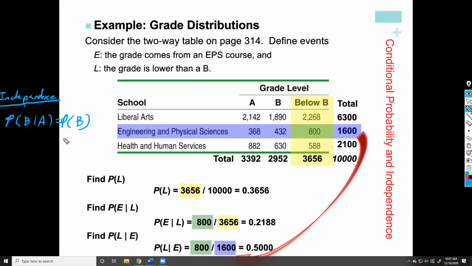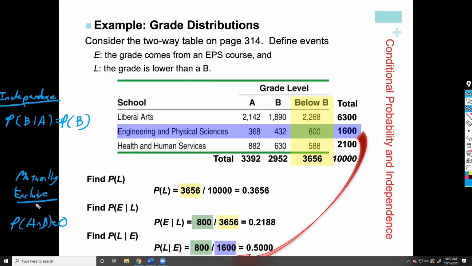So this is different from mutually exclusive. Mutually exclusive, if you remember from the last section, said that the two events can't happen at the same time. This would be saying that the probability of A and B is 0. That's the idea of mutually exclusive. It is saying that if A happens, it's not possible for B to happen.